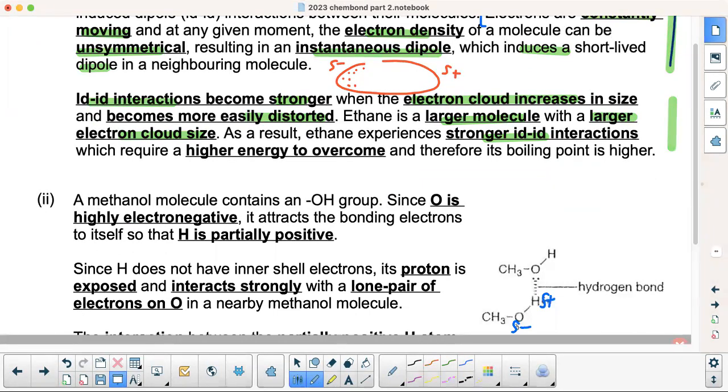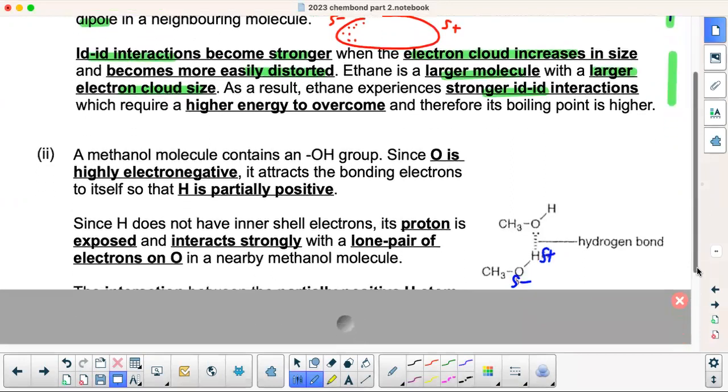Okay, so just show that there's a delta plus and a delta minus. And after that, this part: since H does not have an inner shell of electrons, its proton is exposed and interacts strongly with a lone pair of electrons on O in a nearby methanol molecule. So what it means is this. Maybe I just write it up in case some of you don't see it. This is oxygen and this is hydrogen. So when hydrogen forms a covalent bond over here, the nucleus of hydrogen is totally exposed, right? I think I mentioned last week that for hydrogen here, there are no electrons.